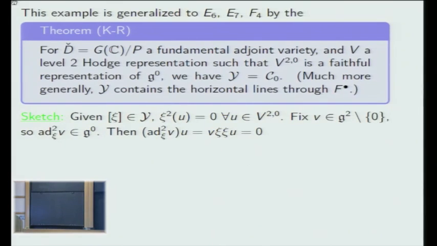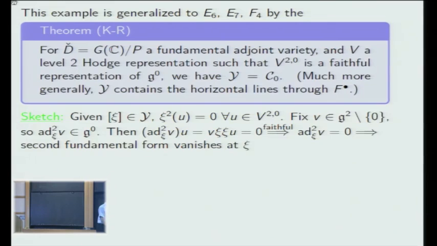Then if I let that act on u now, then the only way you can get something non-trivial is to move u from V20 to V11 to V02 and then back to V20. That's what that xi v thing says. And that's 0 because we know that xi squared of u is 0. And so because of the faithfulness of the action in the statement of the theorem, you get that ad squared xi of v is 0.